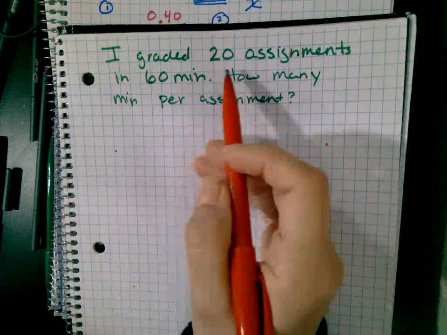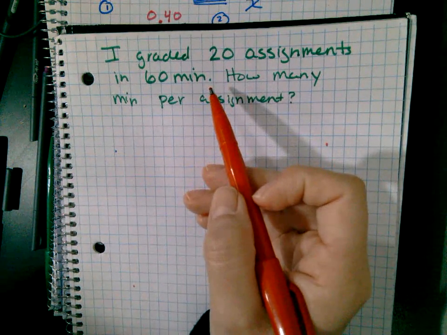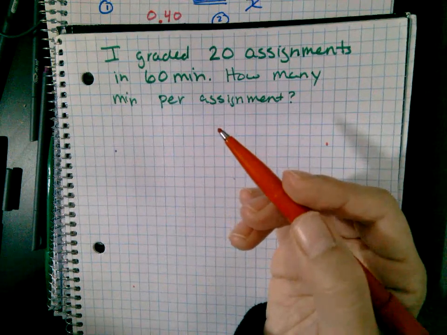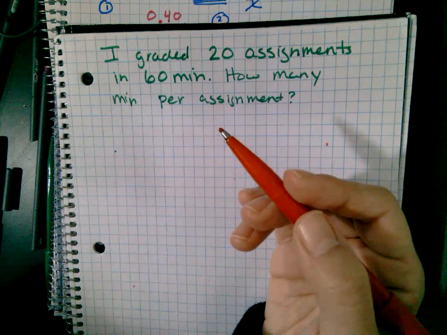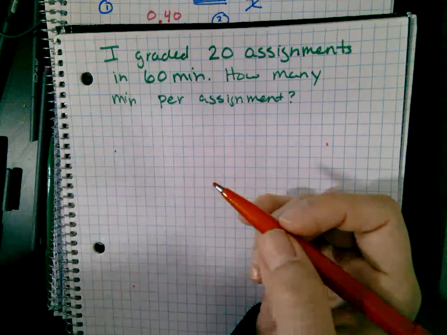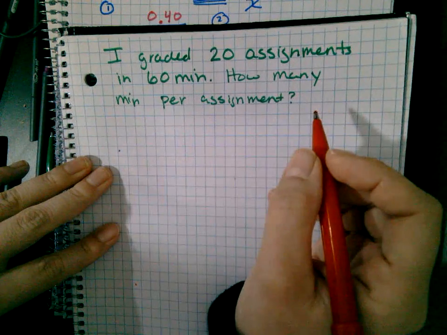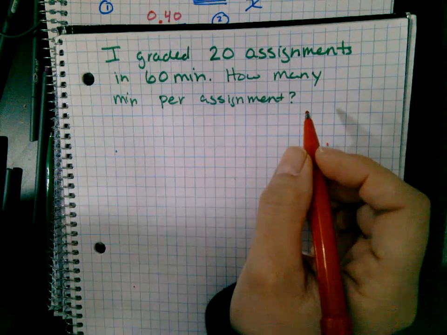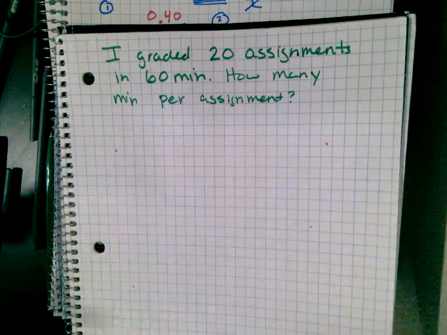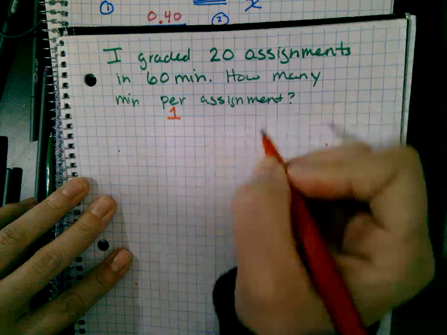Okay. I graded 20 assignments in 60 minutes. So this class turned in 20 assignments and I had to grade them, right? So therefore, I want to know, how long does it take me to grade one assignment? This is taking me a long time. It's a true story. Why does it take me so long? Well, what are you solving for one of? Are you solving for 1 minute or one assignment?